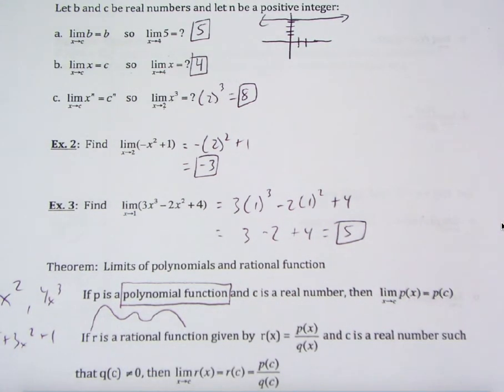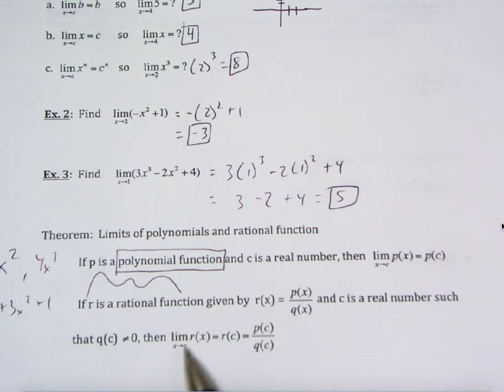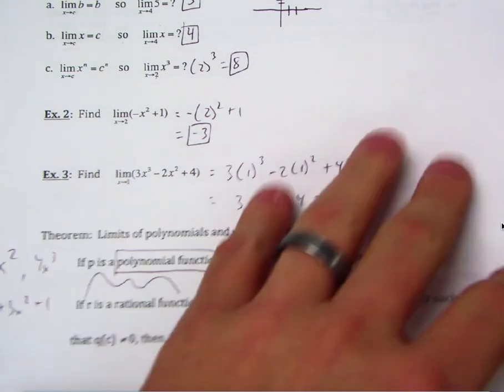That's what this says. Now if you have a rational function, so a fraction, and c is a real number, such that the denominator does not become 0 when you plug it in, then the limit of that rational function, you can use direct substitution. Again, so long as your denominator is not 0, because you can't divide by 0. So if you try direct substitution and you get 0 in the denominator, then direct substitution doesn't work. And that's going to lead into something we're going to talk about here in just a minute.